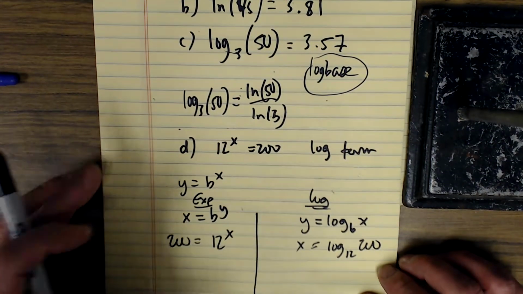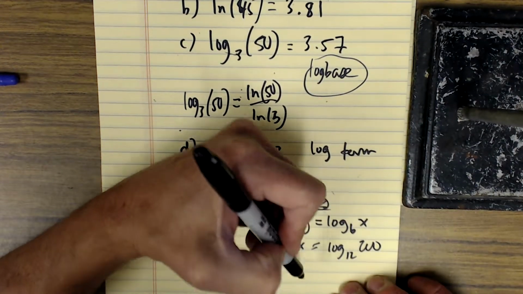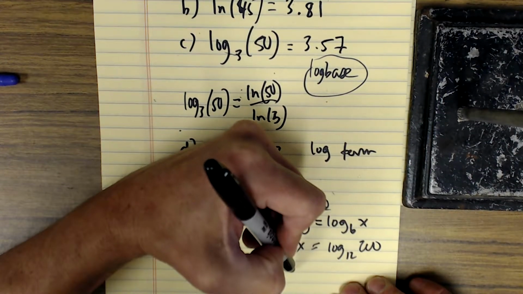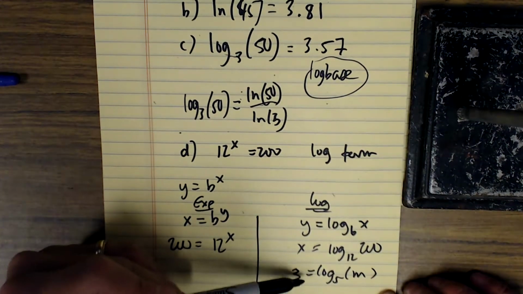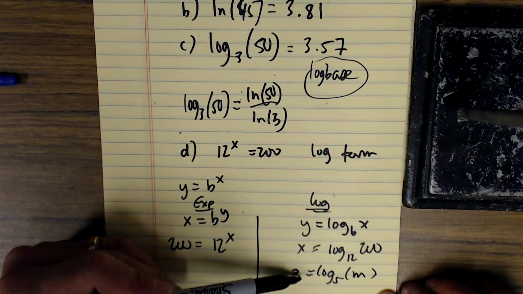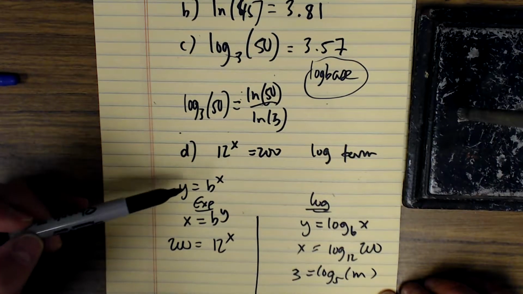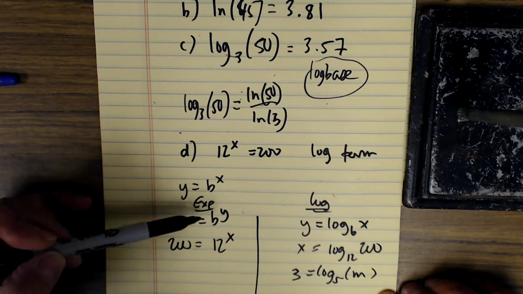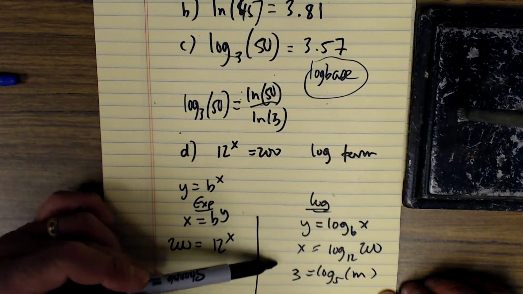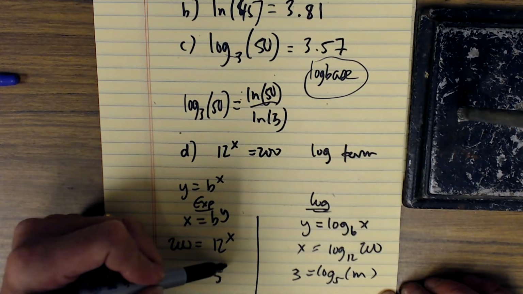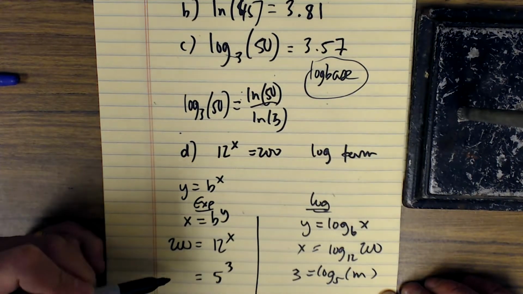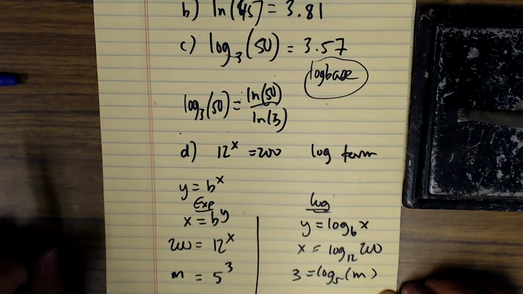Okay, so the other one is going the other direction. So the other one is 3 equals log base 5 of m. So I copy that problem down like that, and then I just go over here. So you'll see that here's x, here's y. So my y is 3, my base is 5. And there it is. Okay, so that's fairly straightforward.